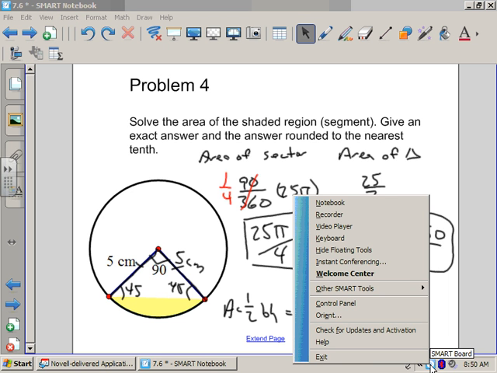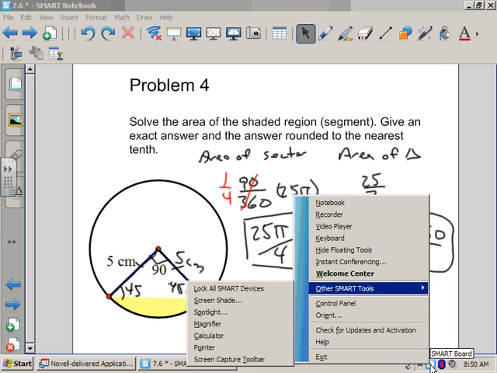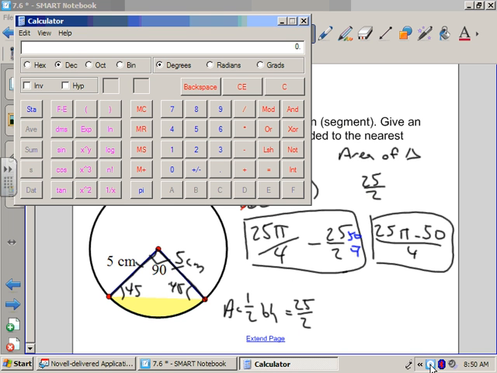Let's see if I can do it with this calculator. Please tell me I can. We'll find out in just a minute. Is there a pi button on here? Oh, there it is. It says pi. How about that? All right, so let's do 25 pi minus 50 divided by 4. And let's see if that works. I haven't ever tried to use this calculator. Clearly that doesn't work.